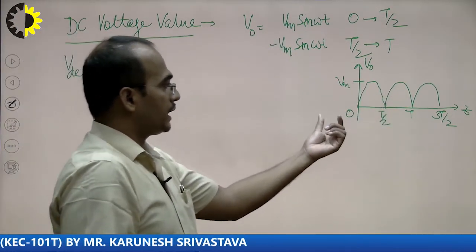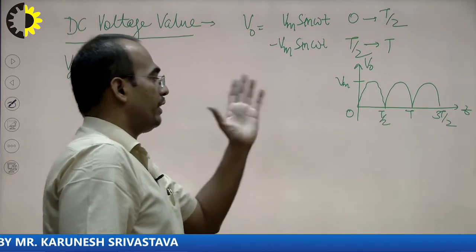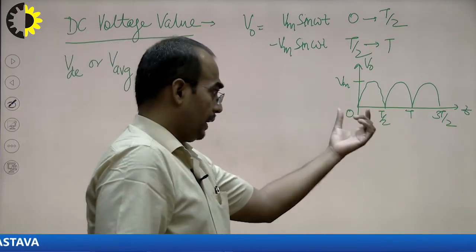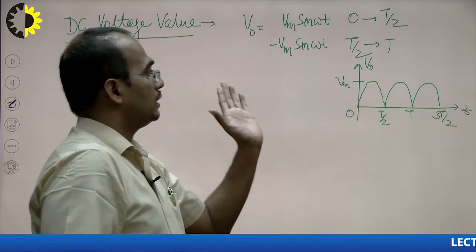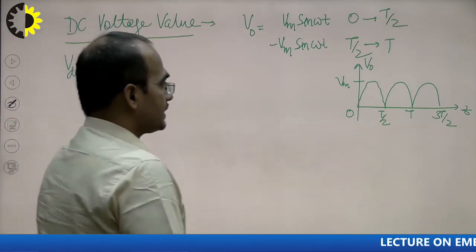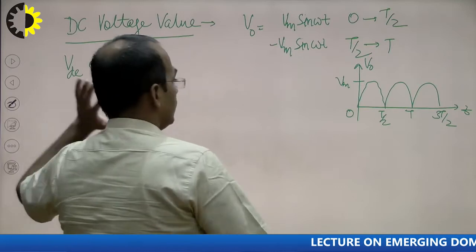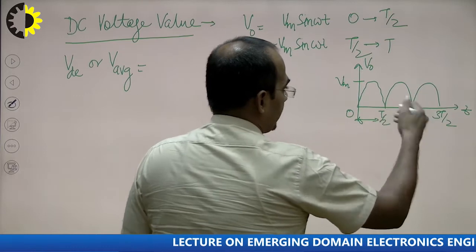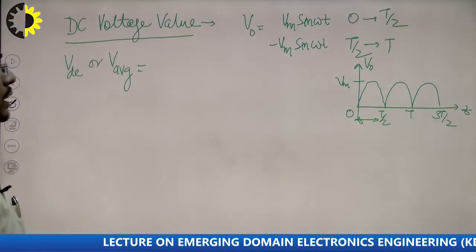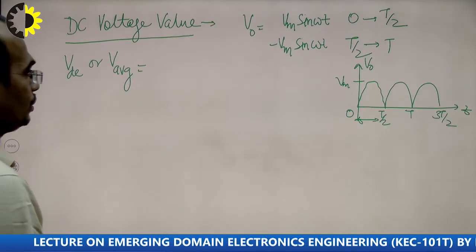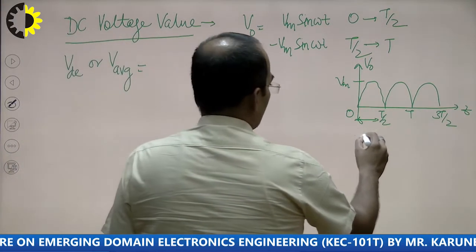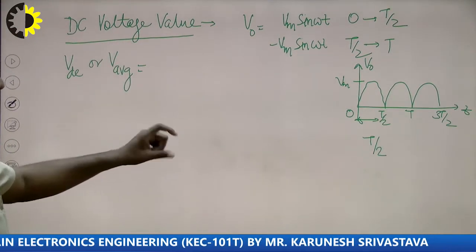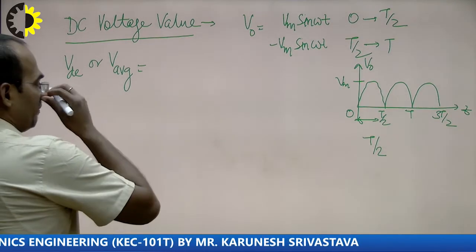I have to consider a part of the waveform after which the waveform repeats its value. As I have told you, the period of this waveform is T by 2. After T by 2 it is repeating the same output for the next time period. So the period of the output waveform is T by 2, so I will analyze the circuit for T by 2 and consider that it repeats the same value.